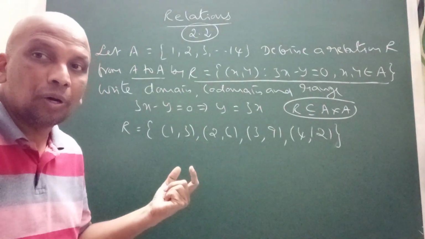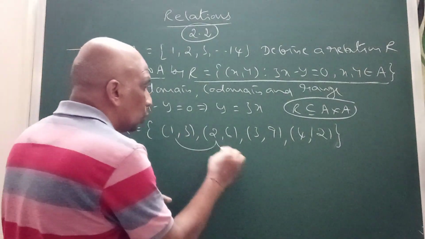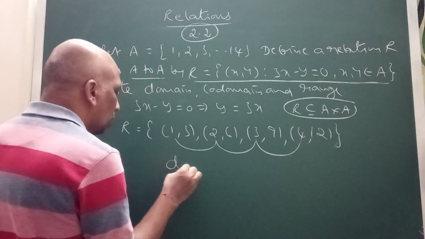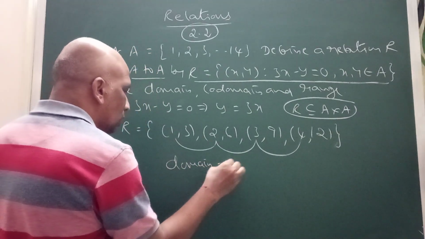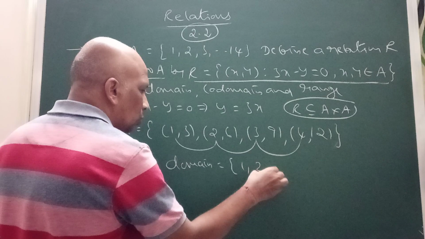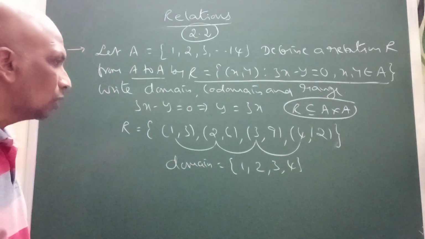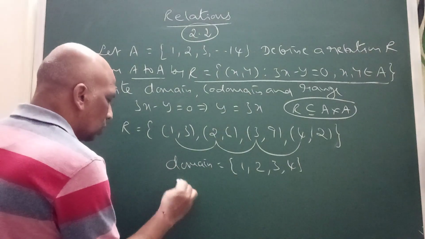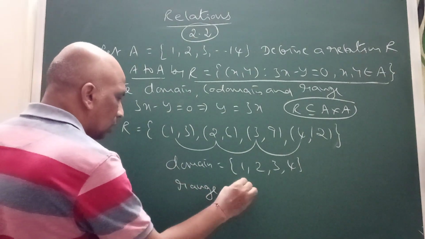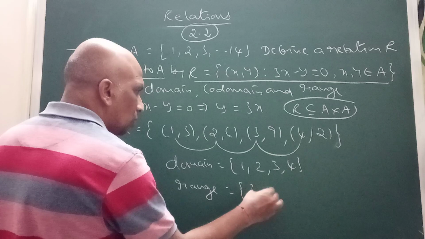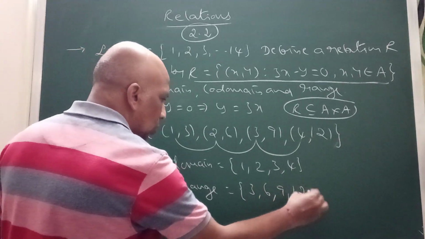I have written the roster form. The set of first elements is known as the domain, so domain equals {1, 2, 3, 4}. Now the range. The range is the set of second elements, so range will be {3, 6, 9, 12}.